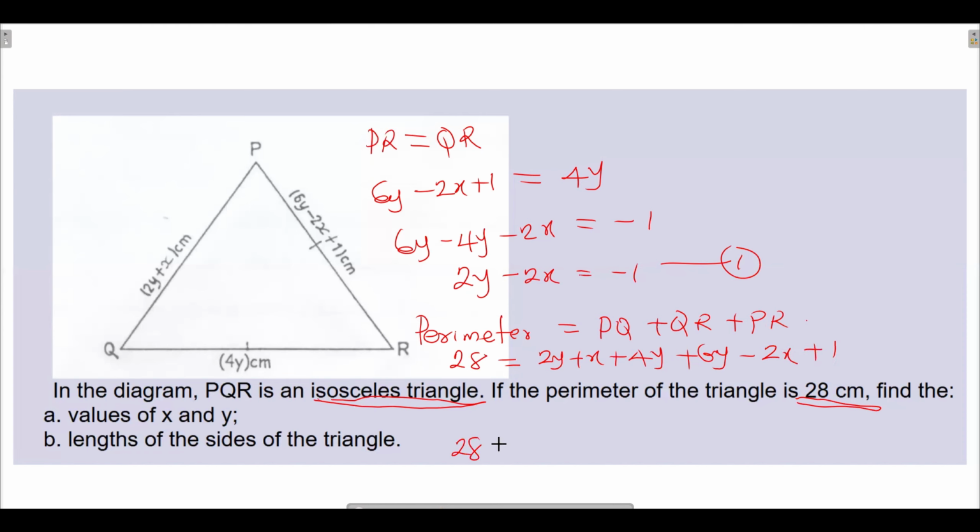So let's collect like terms there. You can say 28 equals 2y, 4y, 6y, that's 12y. I have plus x minus 2x, that's minus x, plus 1. So if plus 1 comes outside, it becomes 28 minus 1 equals 12y minus x. And 28 minus 1 will give us 27. That will be 27 equals 12y minus x. So I can write this as 12y minus x equals 27. So this is equation 2.